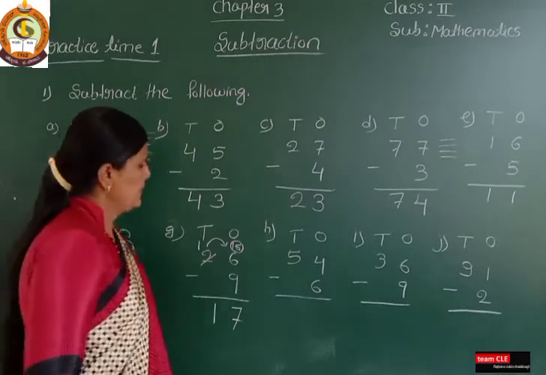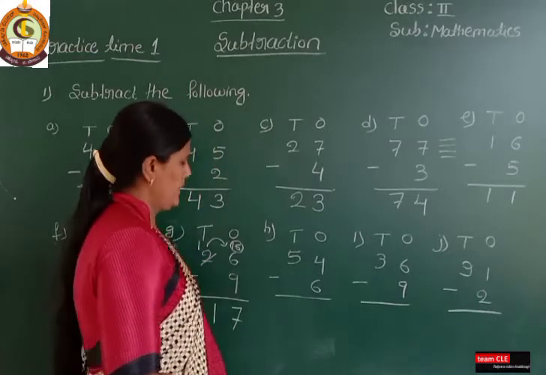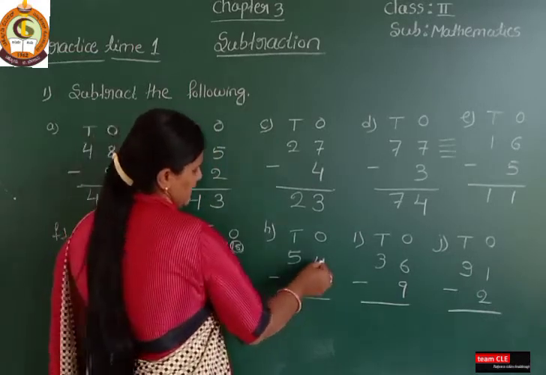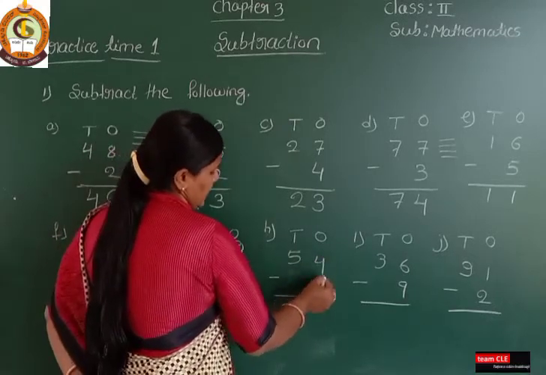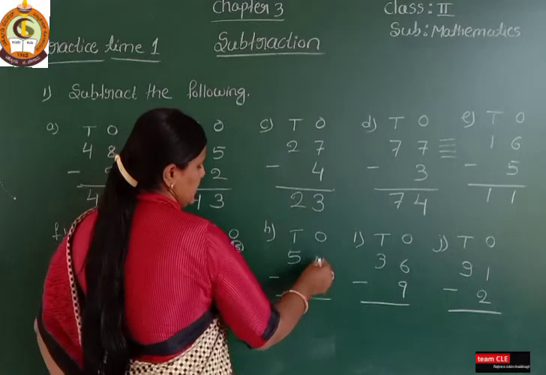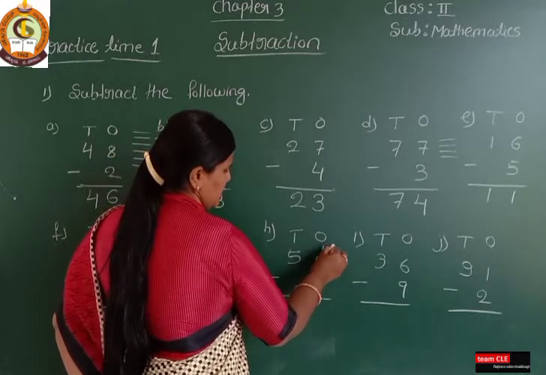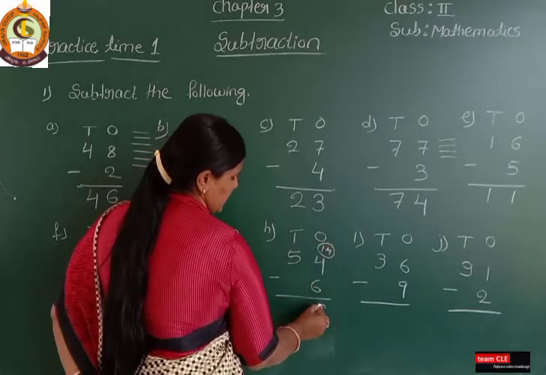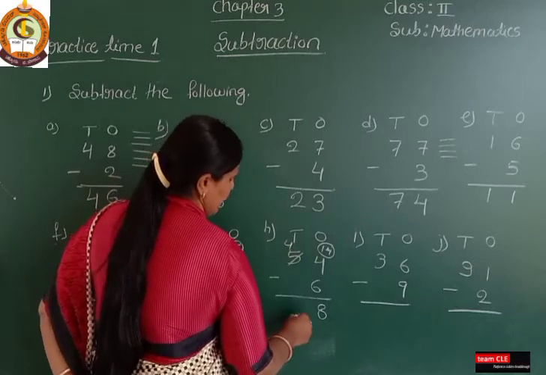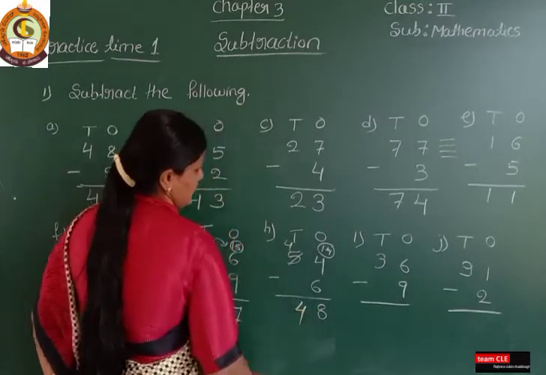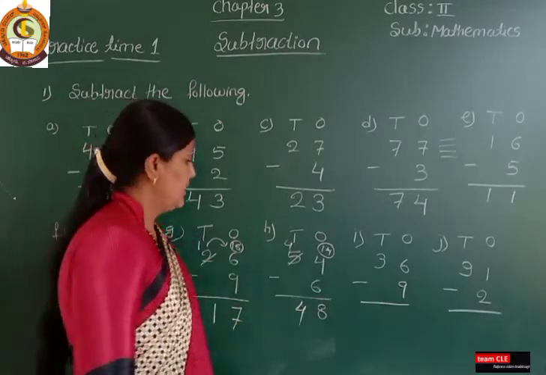Yes. Next, H. 54 minus 6. 4 is there. Yes. 4 is less than 6. So you have to take one tens group. That 10 plus 4 is 14. So now 14 minus 6 is how much? 8. And instead of 5 here, 4 remains. So write here 4 as it is. So 54 minus 6 is 48.